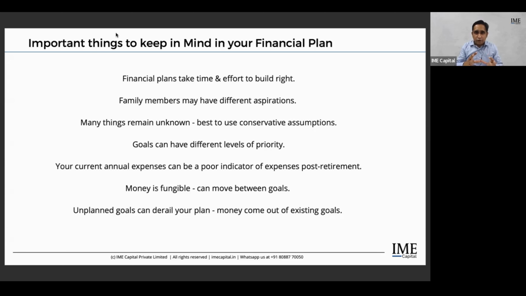These are just some snapshots of the things you need to take into account when building a financial plan. And it is very important that you take the time and the effort to do this right, because this really gives you the blueprint of how you're going to achieve some of the more important things that you wish to achieve in your life.